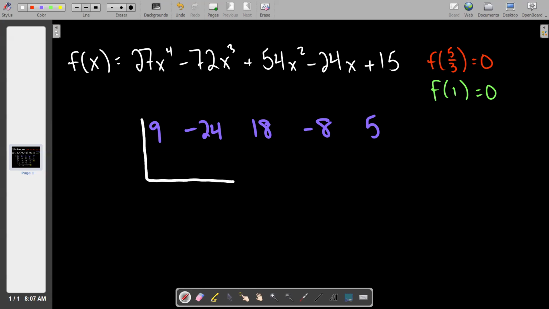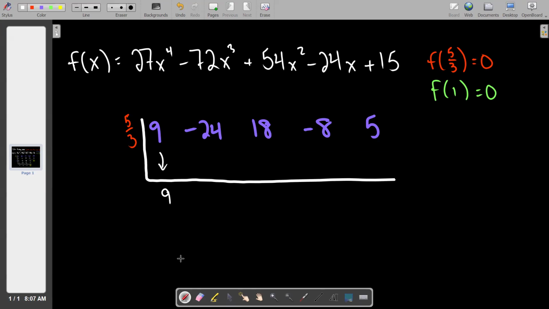Which one do you guys want to do first, red or green? What's that? Yeah, get the fraction done. Sure. You guys like fractions apparently, huh?